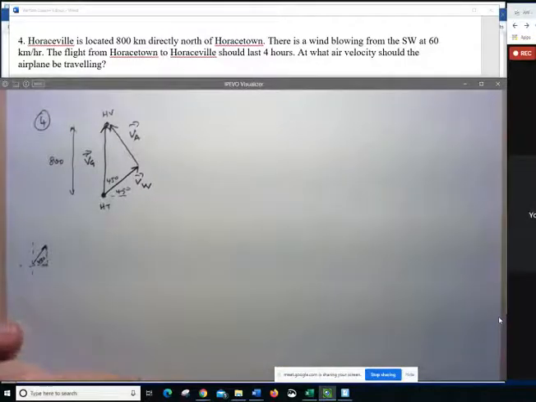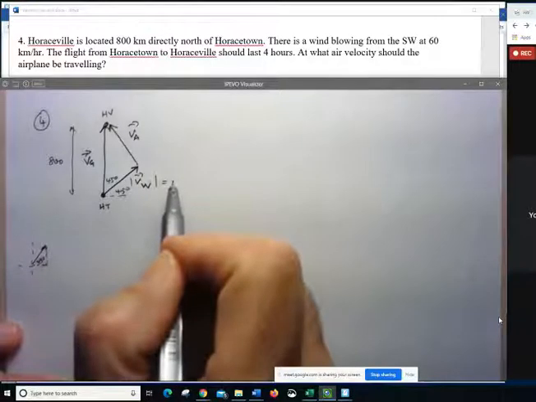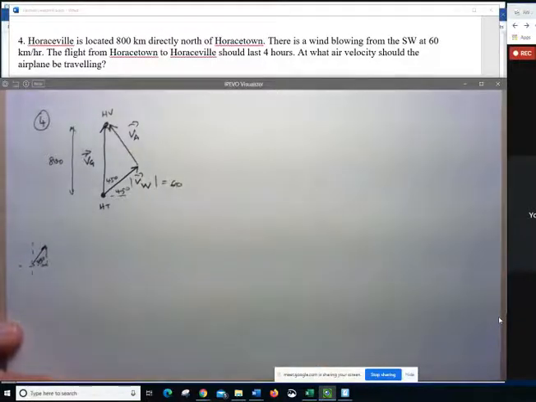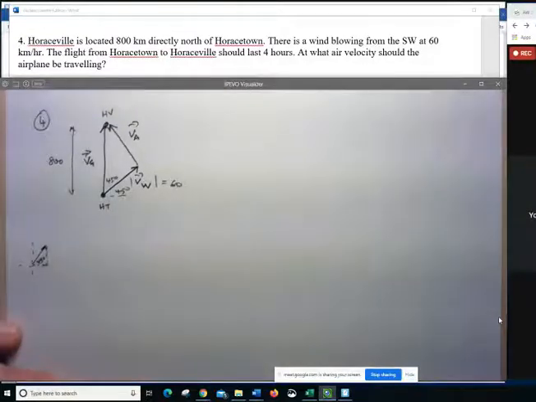Okay, and we know that the magnitude here is equal to 60. Okay, is there other information that we have that's going to be useful to us here that we can add to this diagram? It's not given to us directly. There you go. We know that it has to travel 800 kilometers in 4 hours.